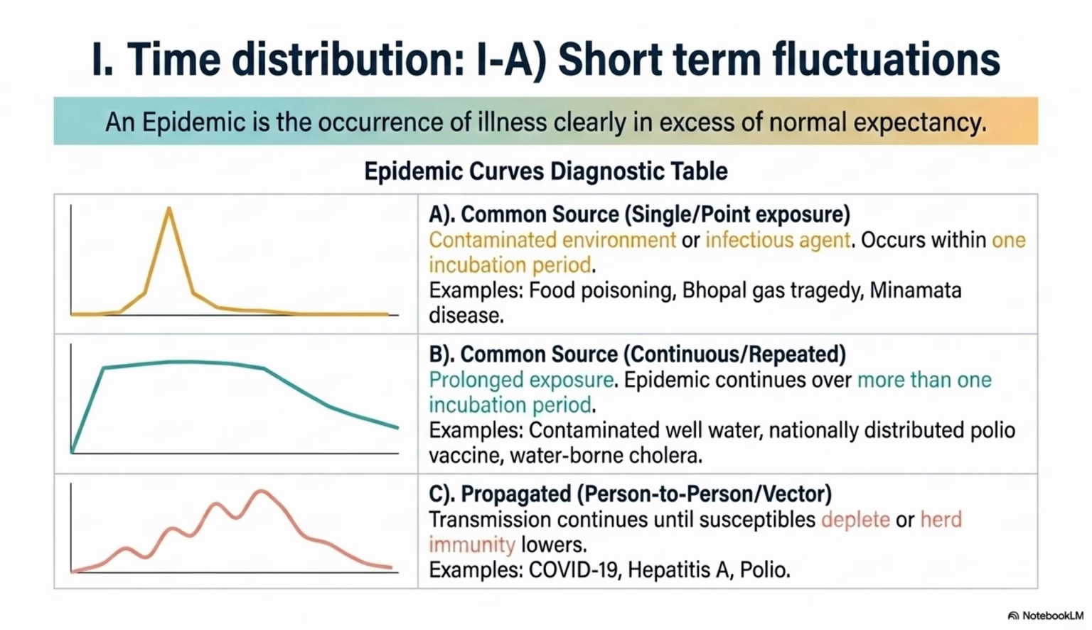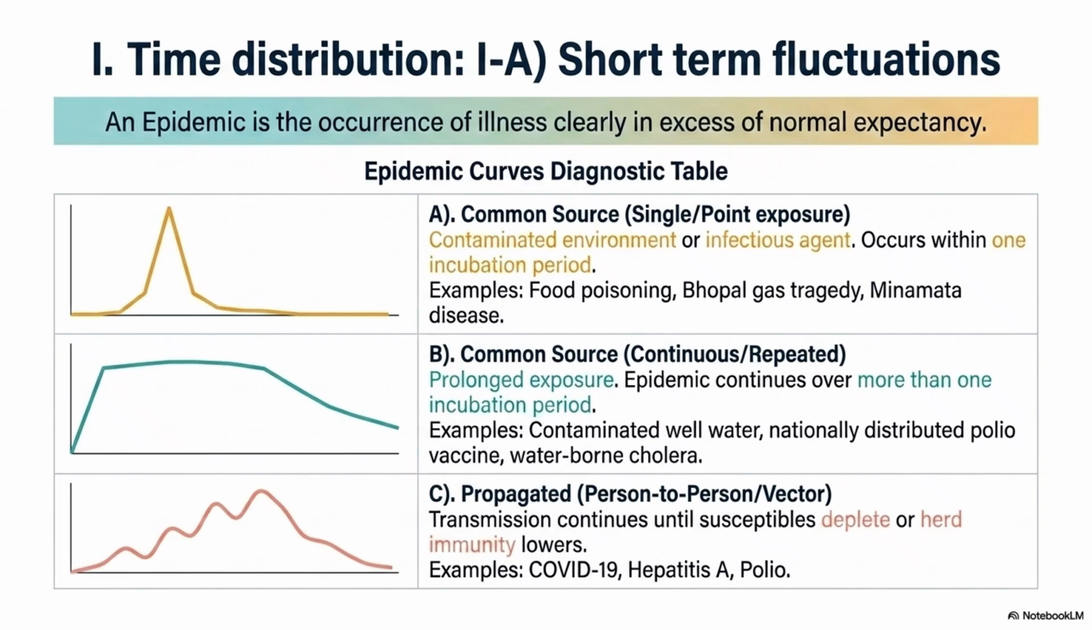So for that reason, almost all the cases will develop within a single incubation period. So you can see the graph. First it is flat, so that is the incubation period, and then the graph will rise to the peak suddenly, sharply, and it will fall suddenly because the exposure has been stopped, and there is a sharp decrease in the cases also. So the rise will be sharp and the fall will be sharp. So this is the common source single or point exposure curve.